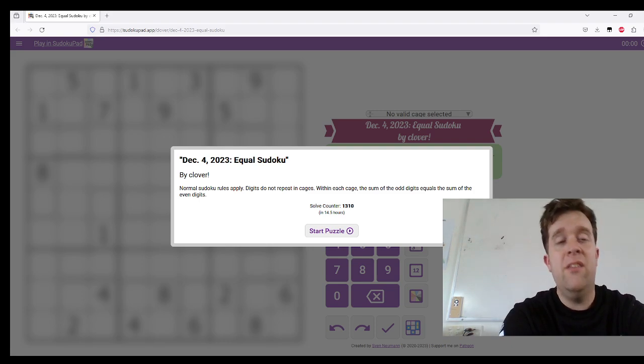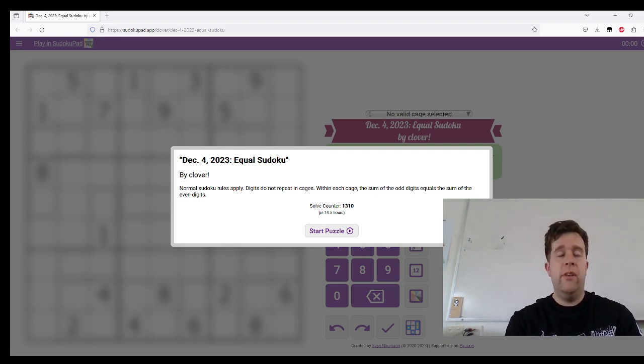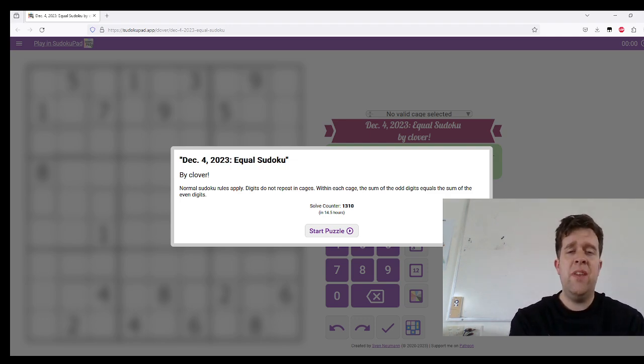Today's puzzle is from December 4th. It is Clover's Equal Sudoku. Normal Sudoku rules apply. Digits do not repeat in cages. Within each cage, the sum of the odd digits equals the sum of the even digits.